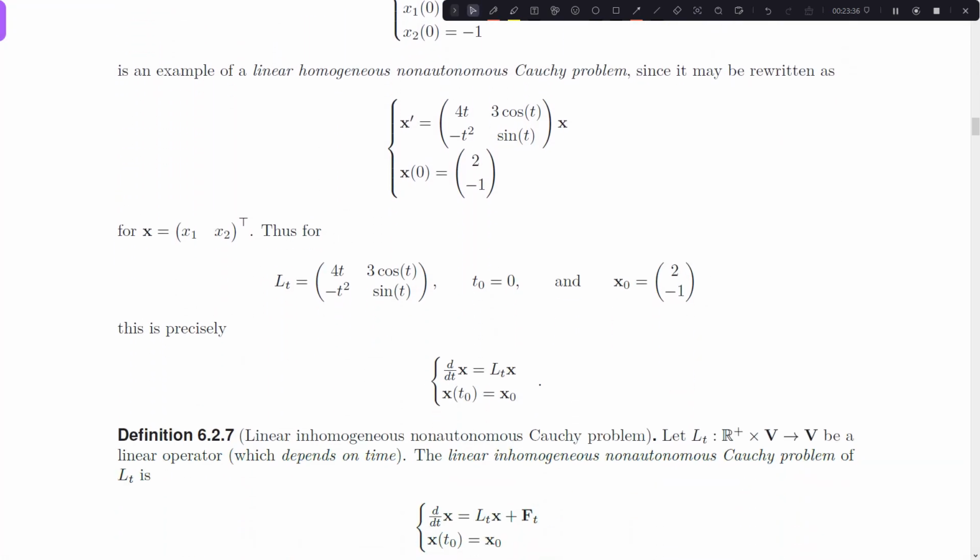And finally, our last choice, which is for obvious reasons the most complicated of all, is the inhomogeneous non-autonomous Cauchy problem. So what we're expecting here is an additive function, and we're expecting the linear operator L depends on time. So when we have a linear operator depending on time, it's non-autonomous. When we have an additive function, it's inhomogeneous. And we see that right there. L depends on time. F is an additive function.